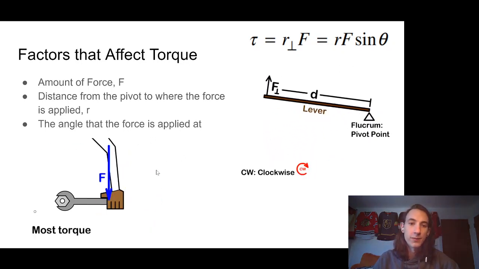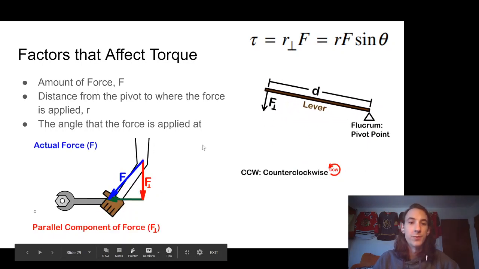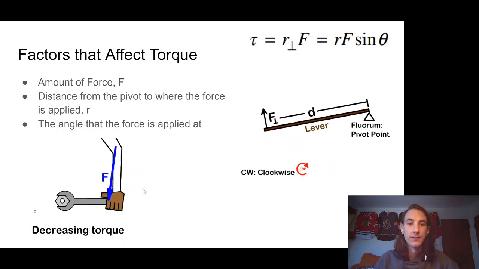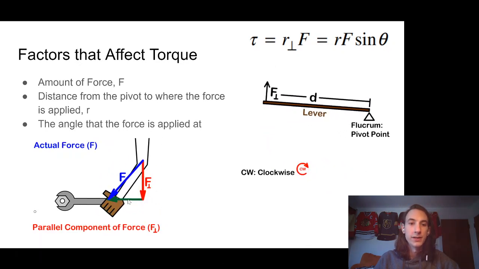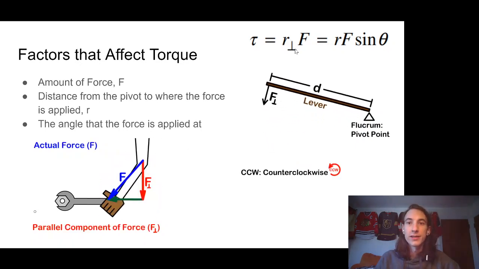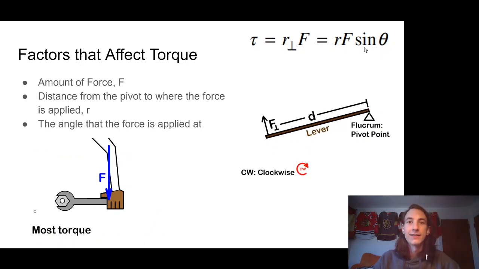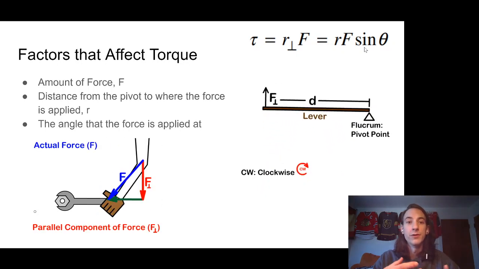So here we see the piece that's actually making this thing rotate is the perpendicular component. This component over here is the piece that will make it actually rotate. The parallel piece will do nothing. So that's why we have this R perpendicular, or this sine theta, to tell us we care about the piece that is acting perpendicular to the fulcrum, or to the pivot.